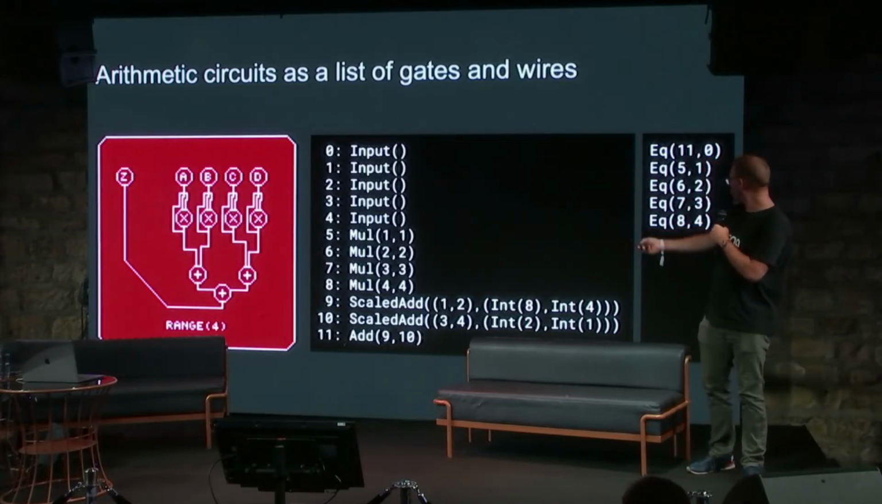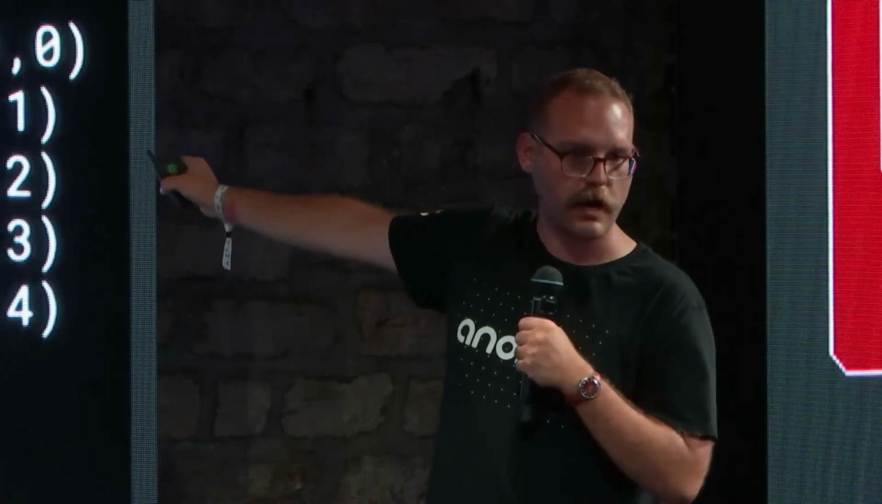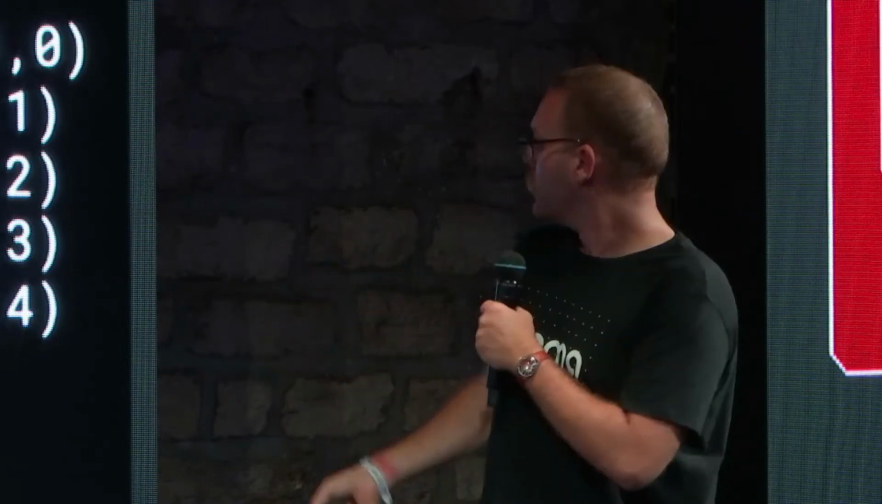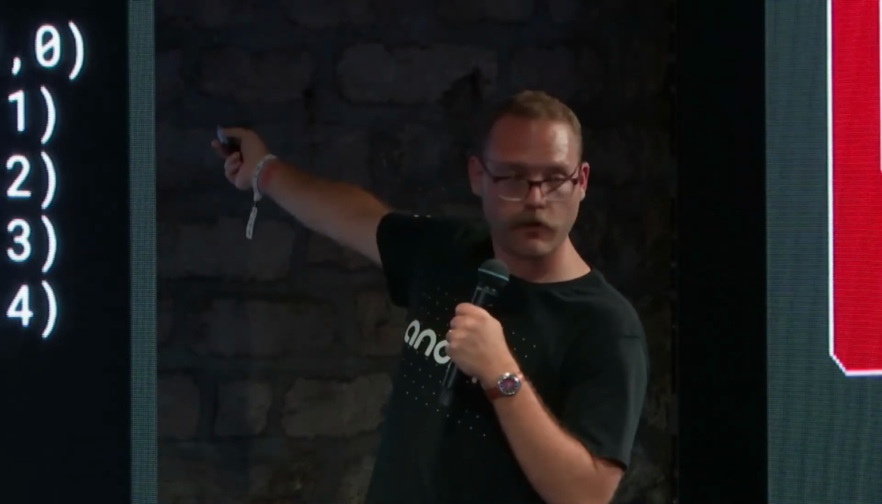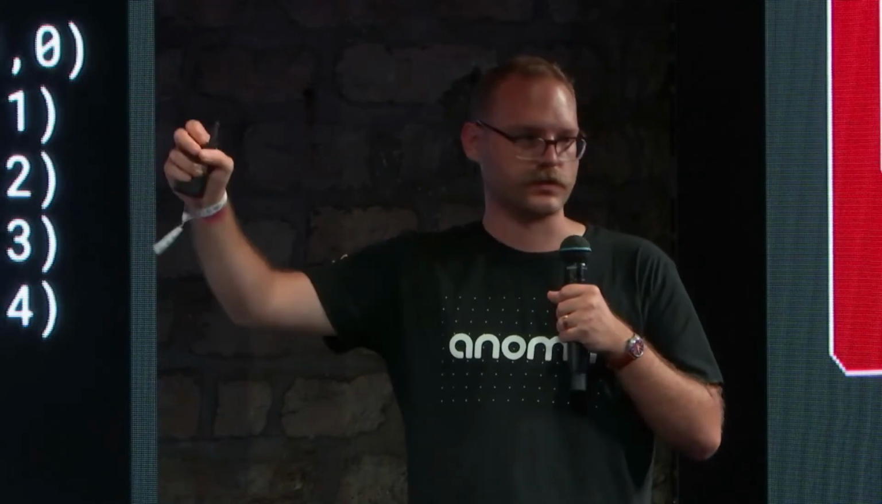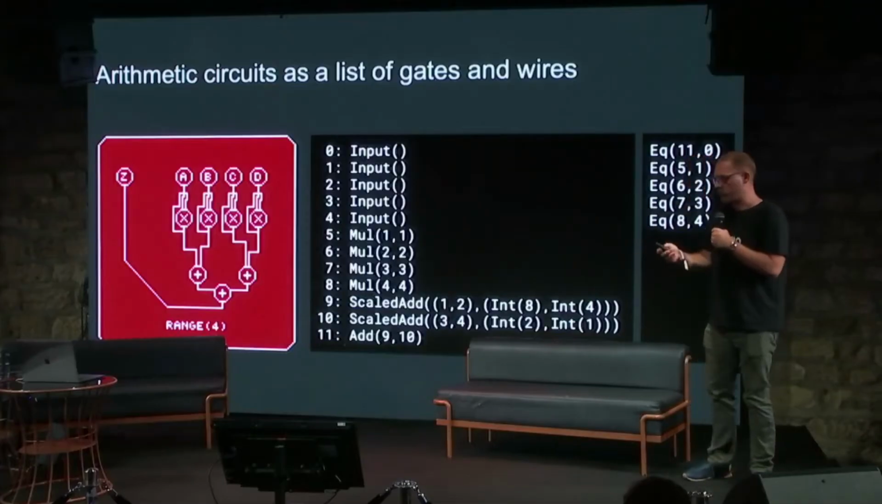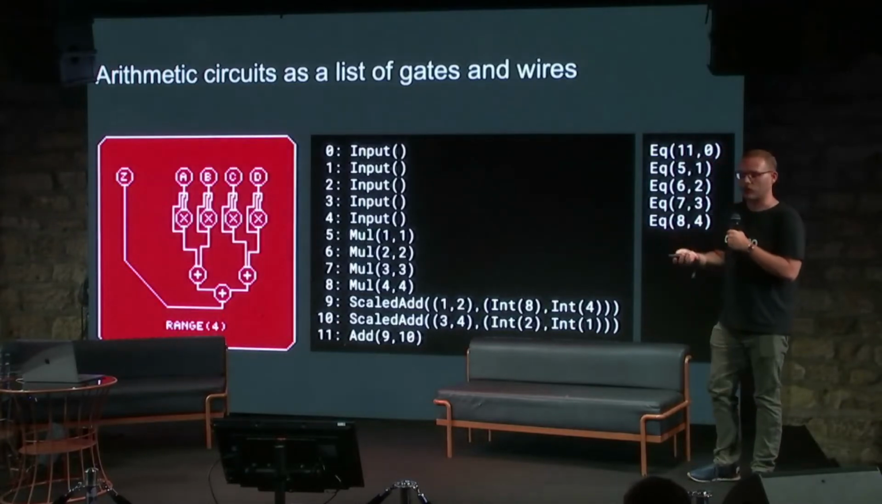So this is another representation of that range proof. And over here we have equations, equalities. This is like wiring. 11 and 0 are equal. That means we're drawing a wire from 11 to 0, and those must take on the same value.